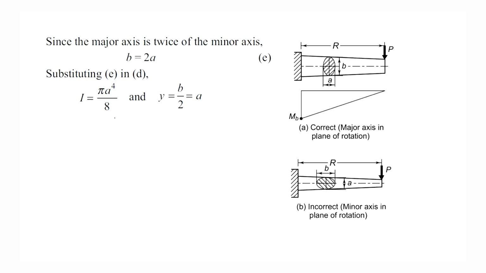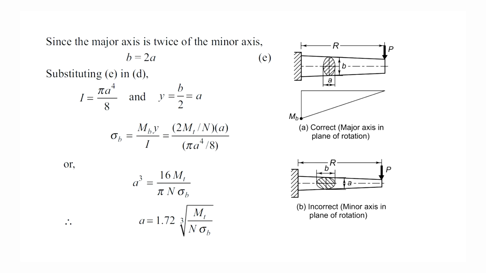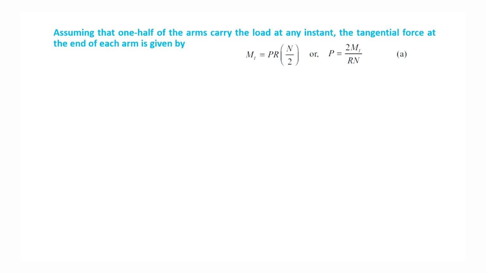and y is equal to b/2, which is equal to a. And the bending moment, by substituting the value of I, Mb and y, is obtained as this formula, and solving this for a, we get the dimension of the cross section of the arm of the pulley, and it comes as 1.72 cube root of Mt divided by the number of arms multiplied by σb, the bending stress.